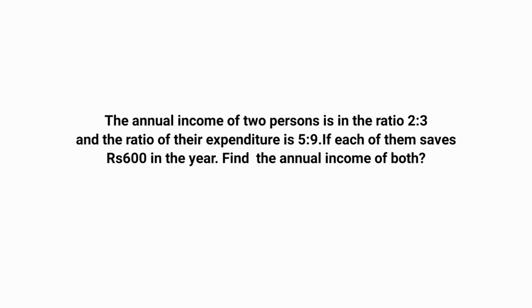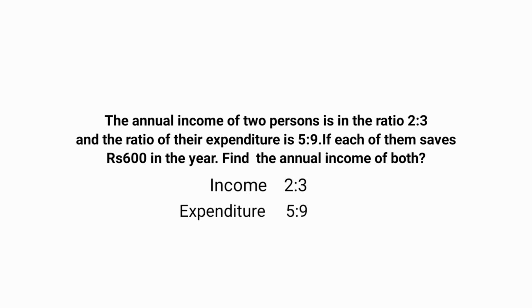Moving on to the next question. The annual incomes of two persons are in the ratio 2 is to 3 and the ratio of their expenditures is 5 is to 9. If each one of them saves rupees 600 in the year, find the annual income of both. So in the question it is given that the annual incomes of the two persons are in the ratio 2 is to 3 and their expenditures are in the ratio 5 is to 9. It is said that both of them save rupees 600 in the year.